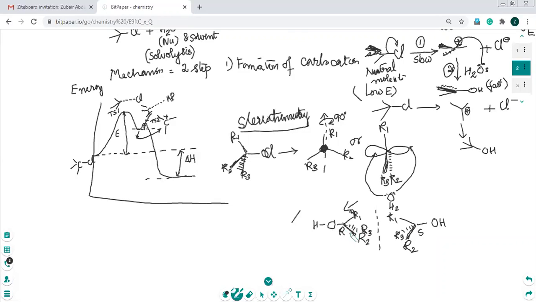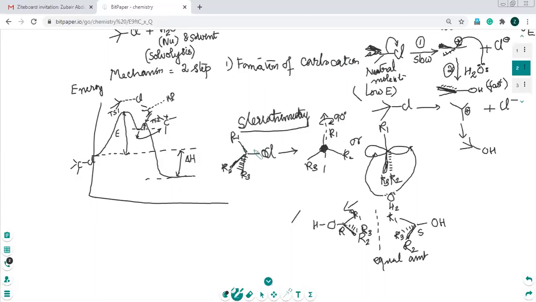I don't know whether it is R or not, because we can specify this only if we know what R1, R2, R3 are. Anyway, you will get an equal mixture, equal amount. And so what is the consequence? The consequence is, if you start with an optically active starting material, you will have a product which will be optically inactive.